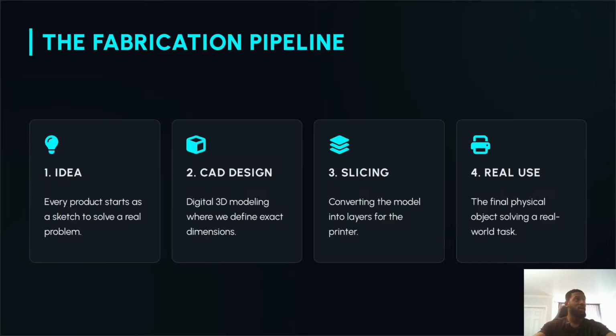Every product starts as a sketch because it's basically an idea and something that you think of. If you think of it as the beginning of something, you basically get this vision of creating something new, and that's what it means. So every product starts as a sketch to solve a real problem. And after you've figured out the problem, figured out how you want to solve the problem, then we go into our CAD design. This is the digital 3D modeling where we define exact dimensions.